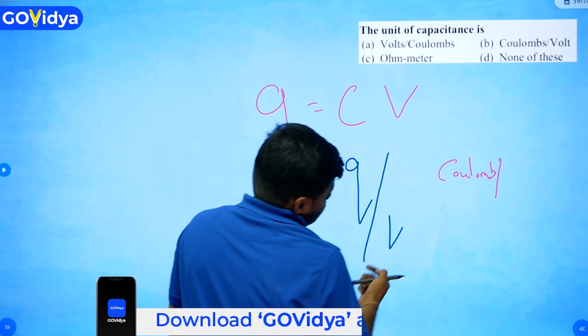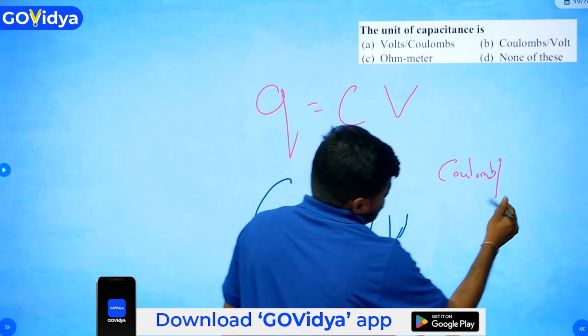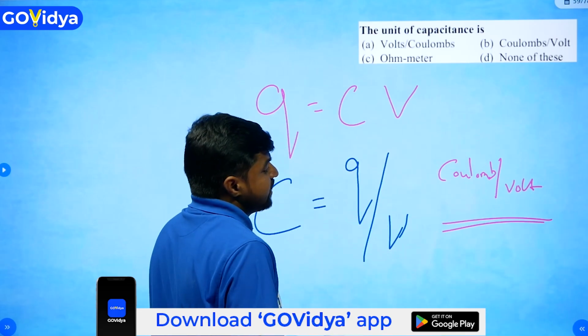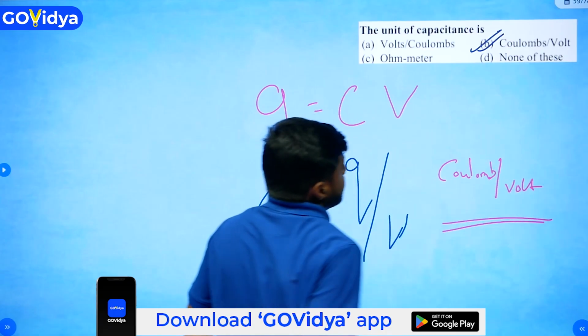The unit of voltage is volt. Coulomb per volt is the unit of capacitance. Option B is the correct answer.